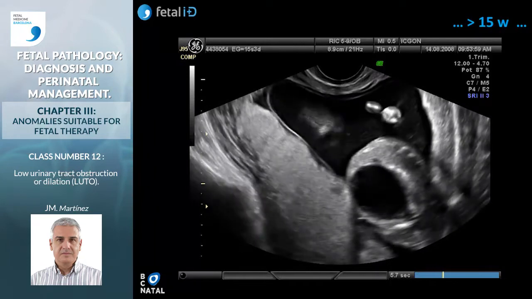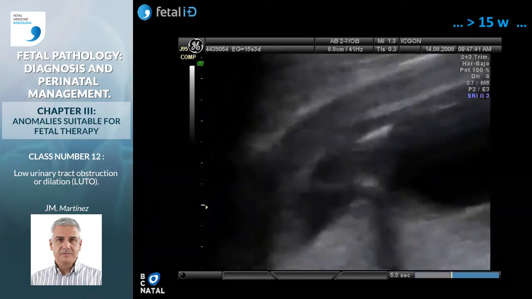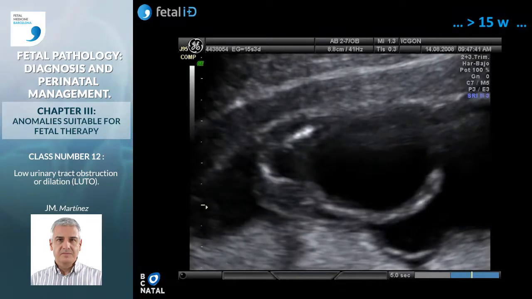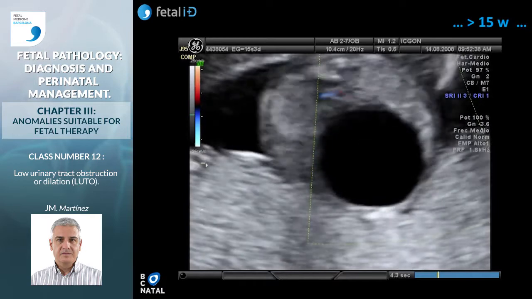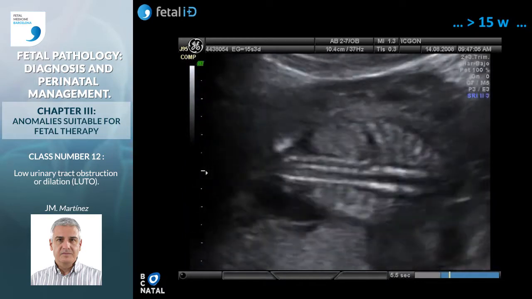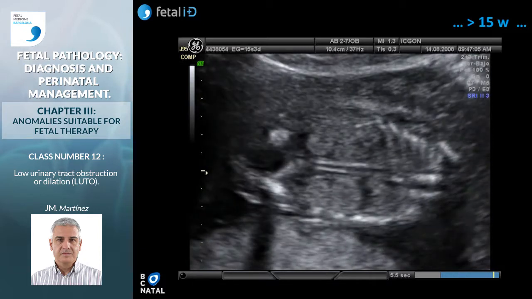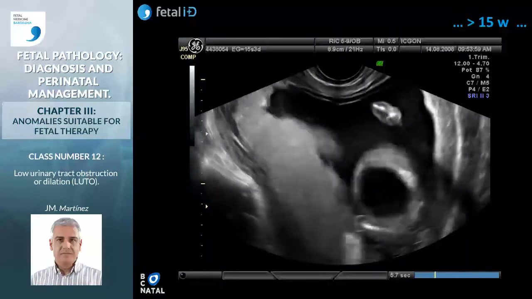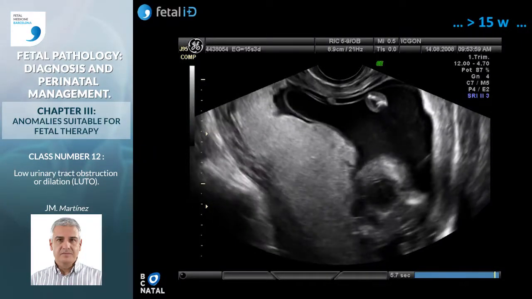When we reach 15-16 weeks and we still see a megacystis with normal amniotic fluid, we have to consider it as well megacystis. Here we can see this typical image of the posterior urethra, keyhole sign, which is typical of an obstruction in the urethra. Color Doppler will help us to identify the bladder, and that what we are seeing in between is the bladder, and we also must assess the kidneys.